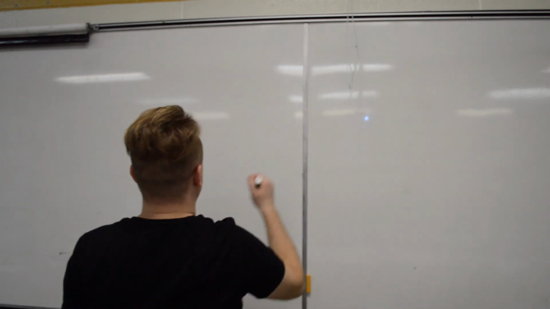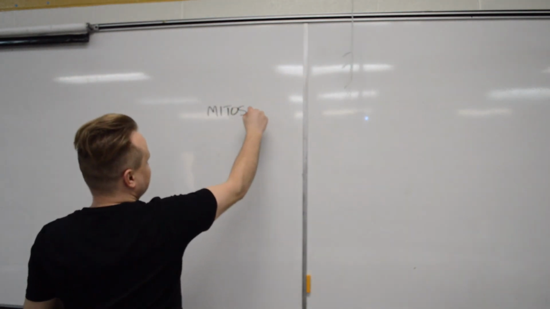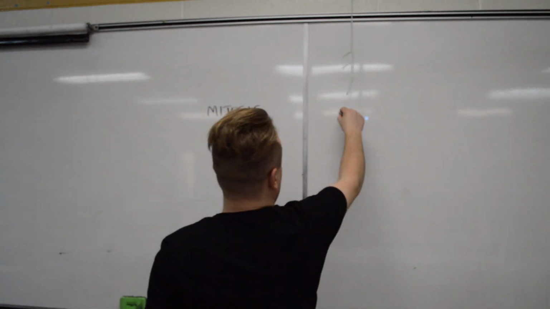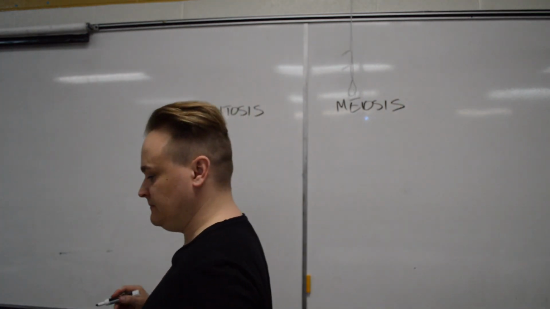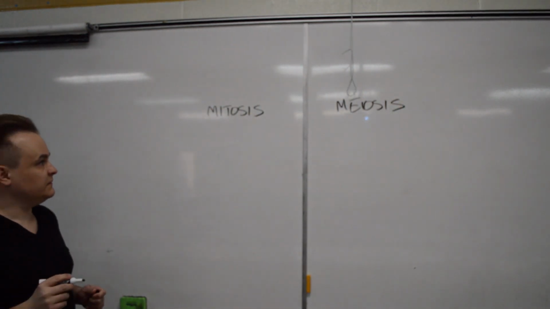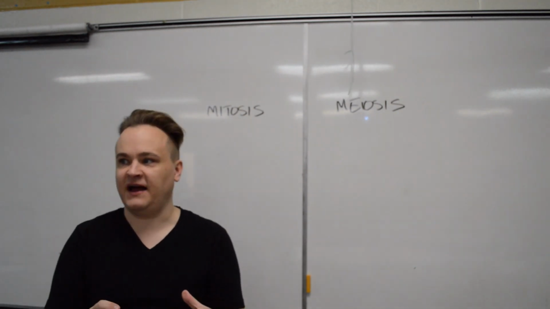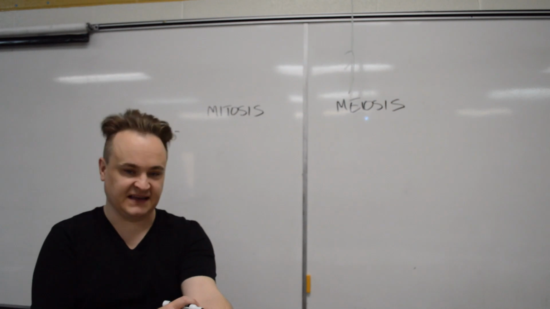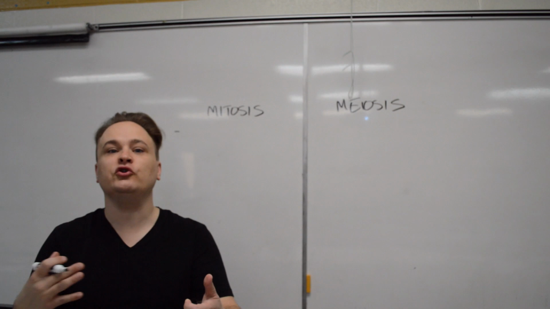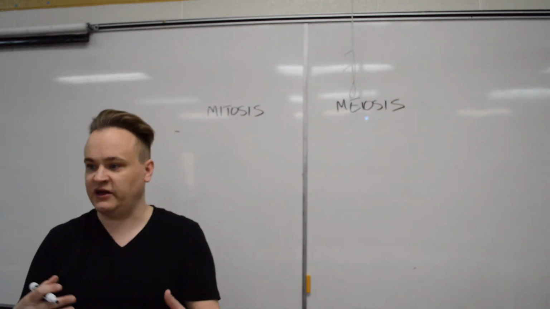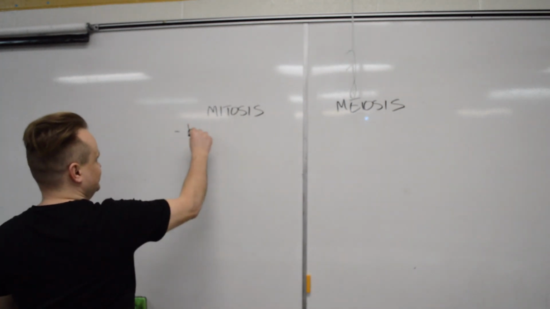So the first thing you need to know is that you're going to have something called mitosis, and you're going to have something called meiosis, okay? Now, mitosis is basically when cells divide to make new cells. Skin cells, hair cells, bone cells. These cells wear out and they need to reproduce to make new versions so that you can keep living. So that's for body cells.